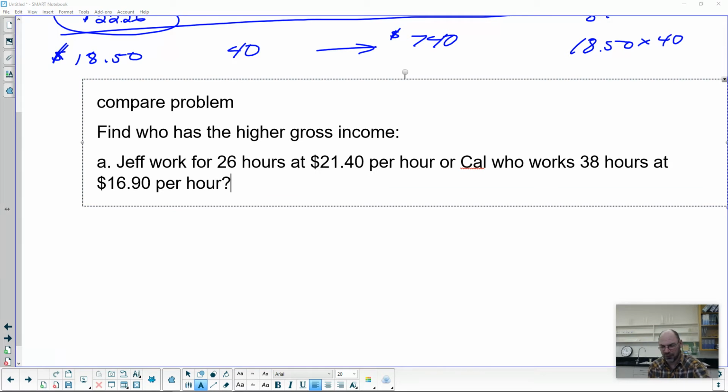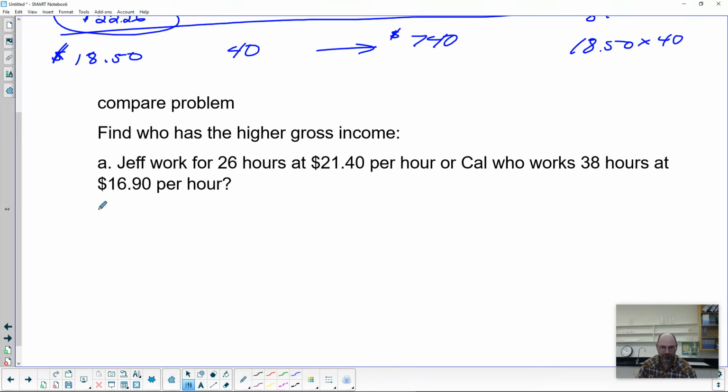Okay, so working it through here. We've got 26 hours at $21.40, so we can do Jeff here beside, we'll do it on this side. We'll write Jeff, and then we'll go 26 hours times 21.40 an hour. Take our calculator and multiply those two numbers together. We get 556.40.